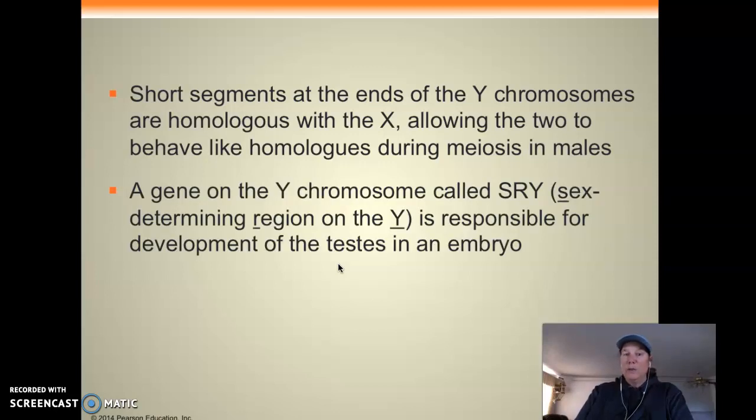A gene on the Y chromosome, called the SRY, the sex determining region, is responsible for the development of testes in an embryo. So basically, if you don't get a Y, you're not going to be a male. If you get 2 X's, there's not a region on there that develops; you don't get that hormone or you don't get that region. So the Y is what determines if you're a male.